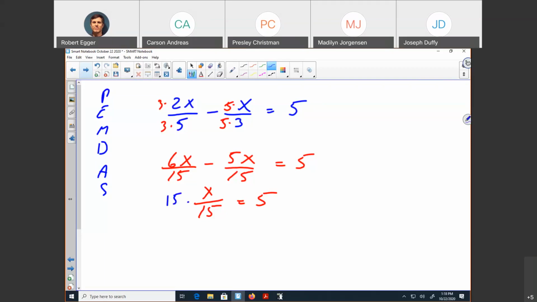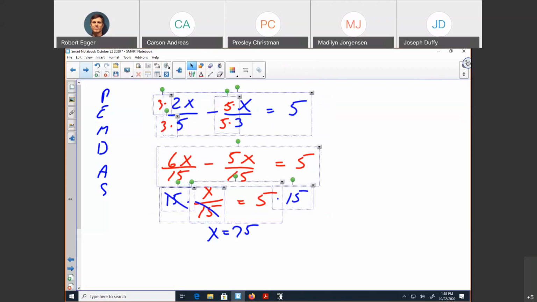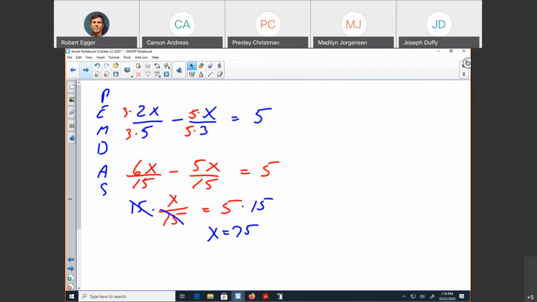Multiply by reciprocal. Cancel, cancel. So x is 75. Wow. Right. That's one way of doing it.